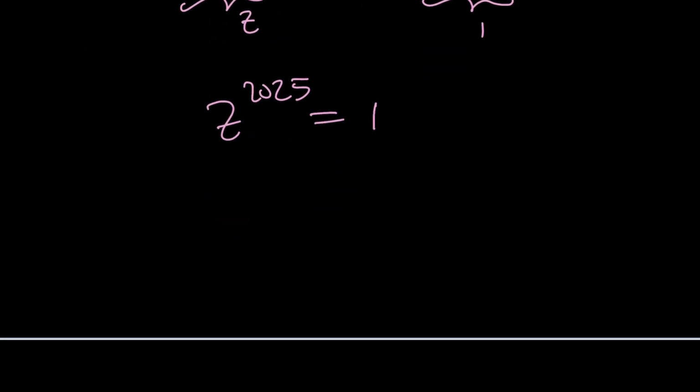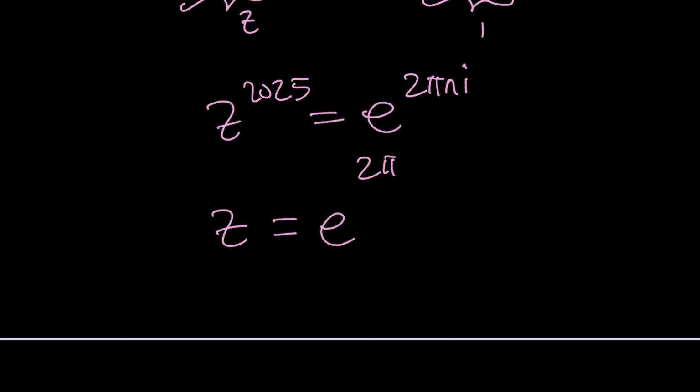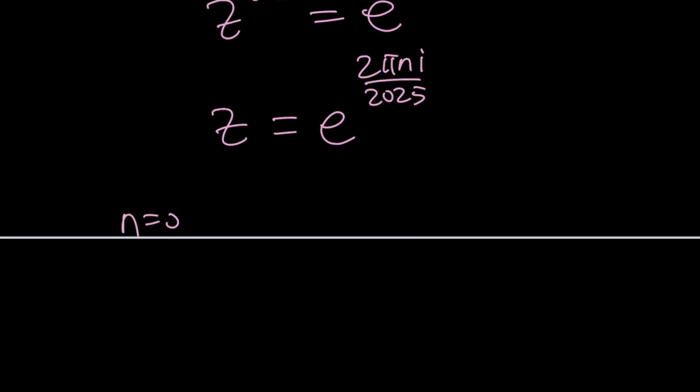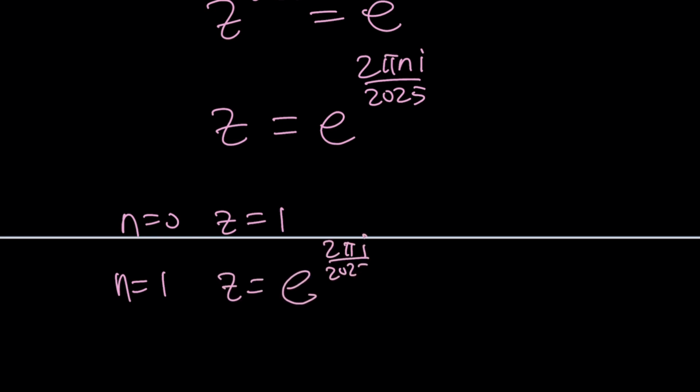And guess what that means? We're looking at 2025th roots of unity. And how do you express that? Just replace 1 with e to the power 2 pi n i, and then raise both sides to the power 1 over 2025, or just divide the exponent by 2025. Now, if n is equal to 0, z equals 1 is going to be a solution, and that's indeed a solution. If n is equal to 1, then z is going to be e to the power 2 pi i over 2025.